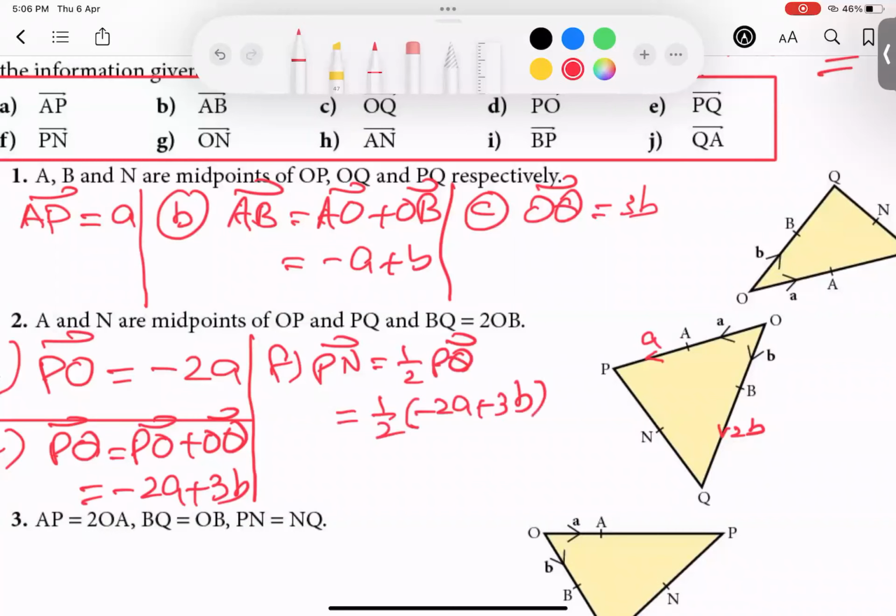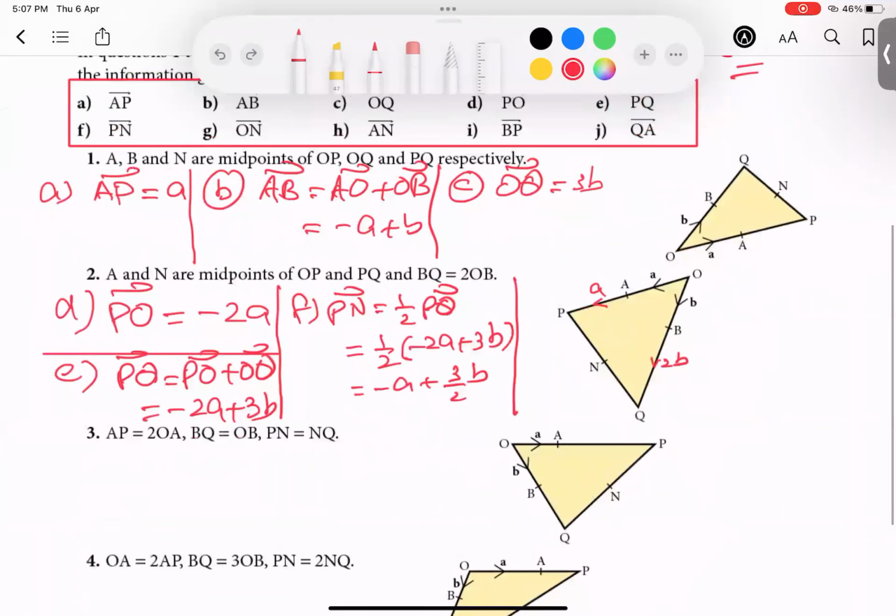You can stop here or you can multiply inside. Half into this, so it becomes half, 2 cancels out. I got negative A. Half into 3B, I get 3 by 2B. You leave it here or it's better to expand the bracket. My opinion, expanding the bracket is better. And this is my answer. Now FG part, ON.